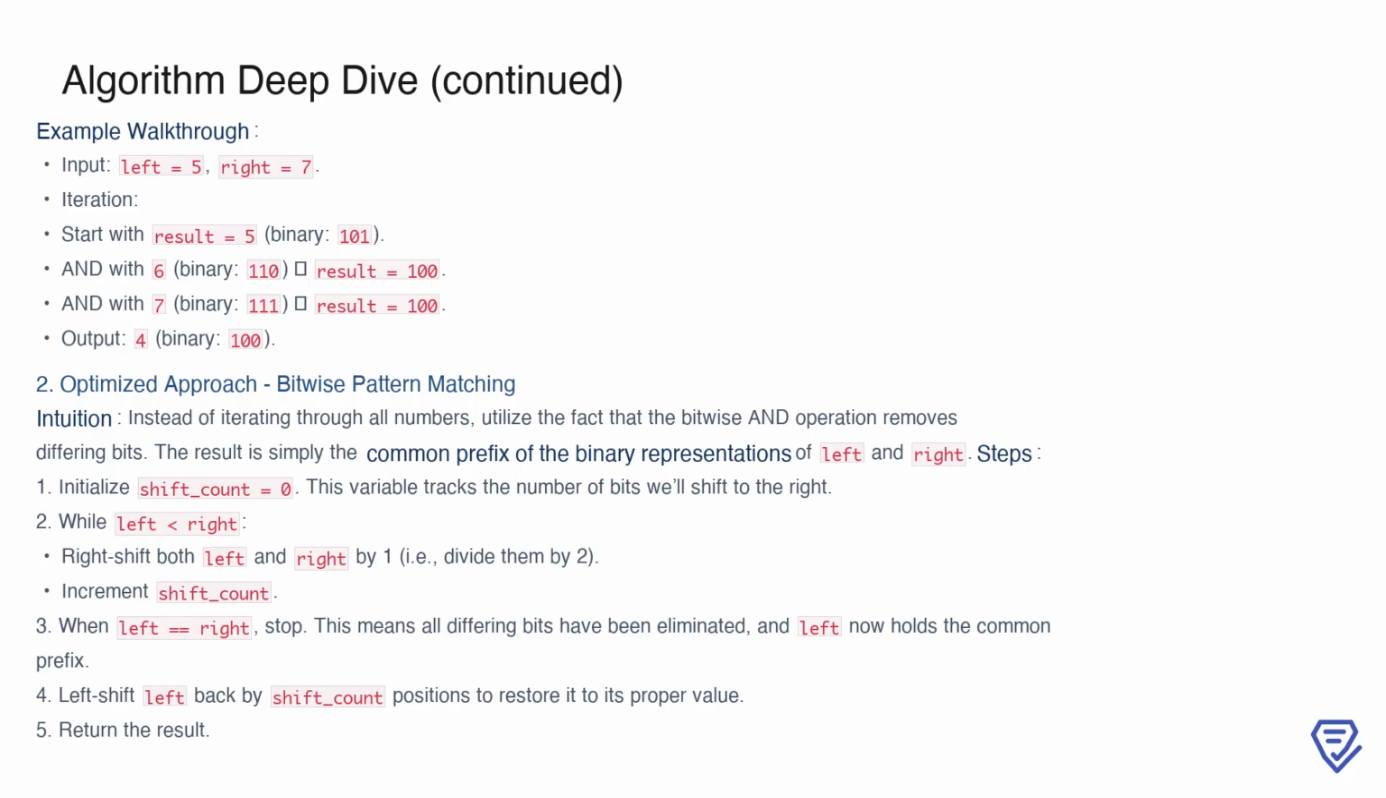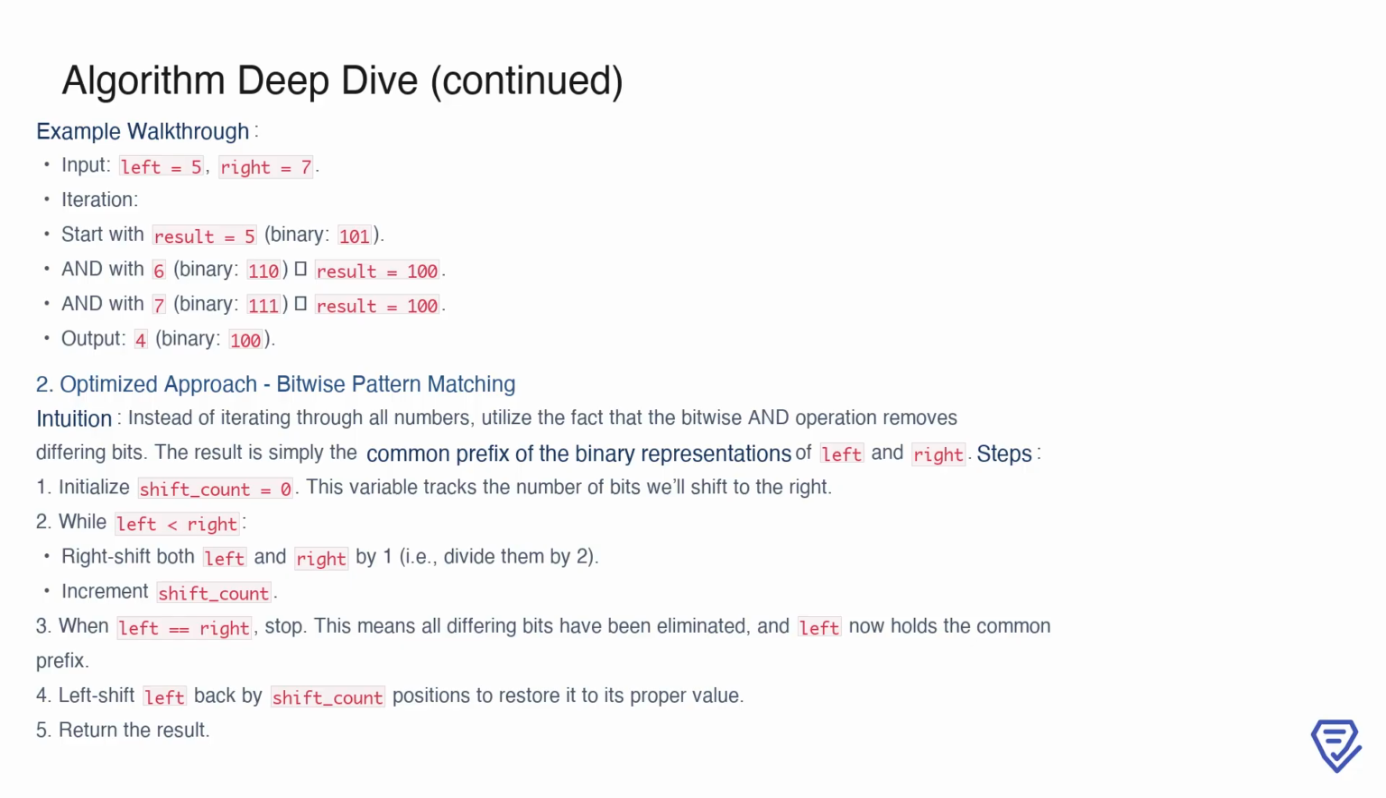The process begins with result initialized to 5, which in binary is 101. We then perform the bitwise AND with 6, binary 110, which results in 100 in binary. Next, we AND this result with 7, binary 111, and the outcome remains 100. Converting this binary result back to decimal, we get 4.